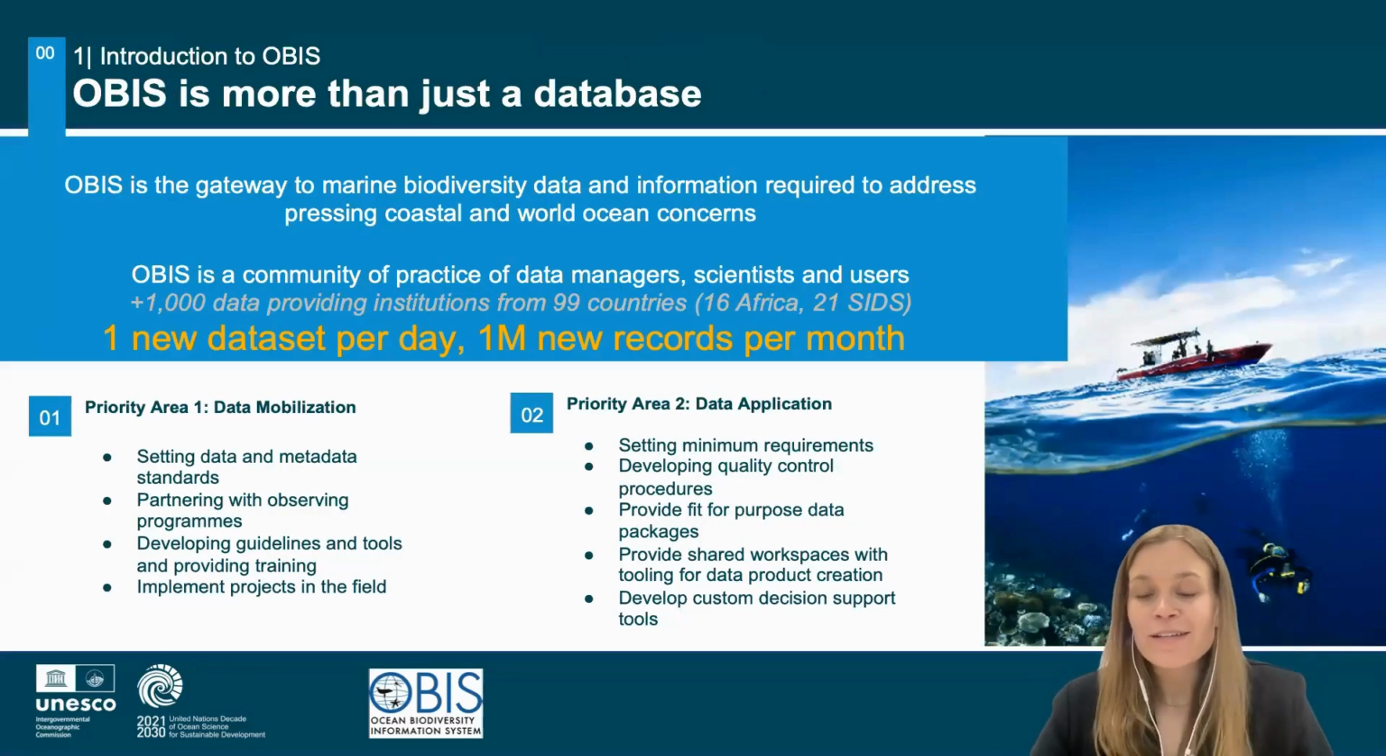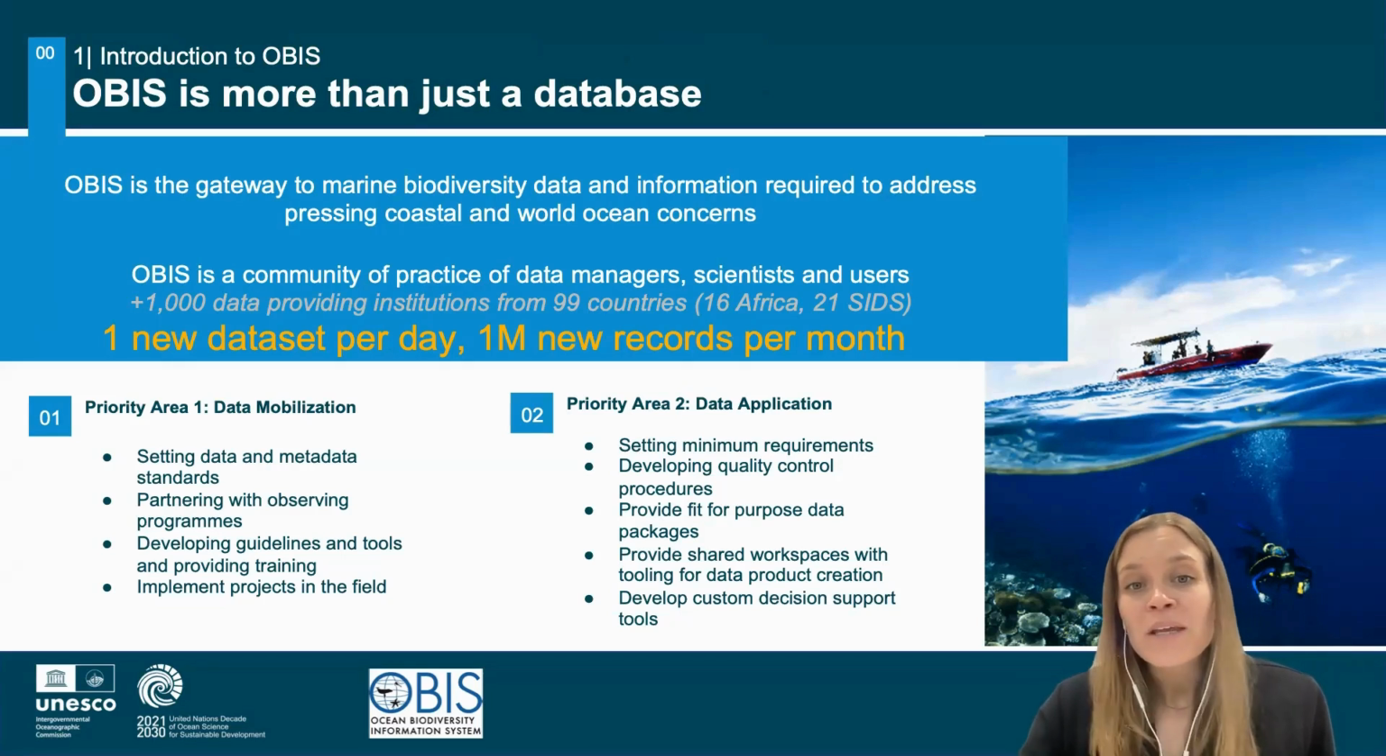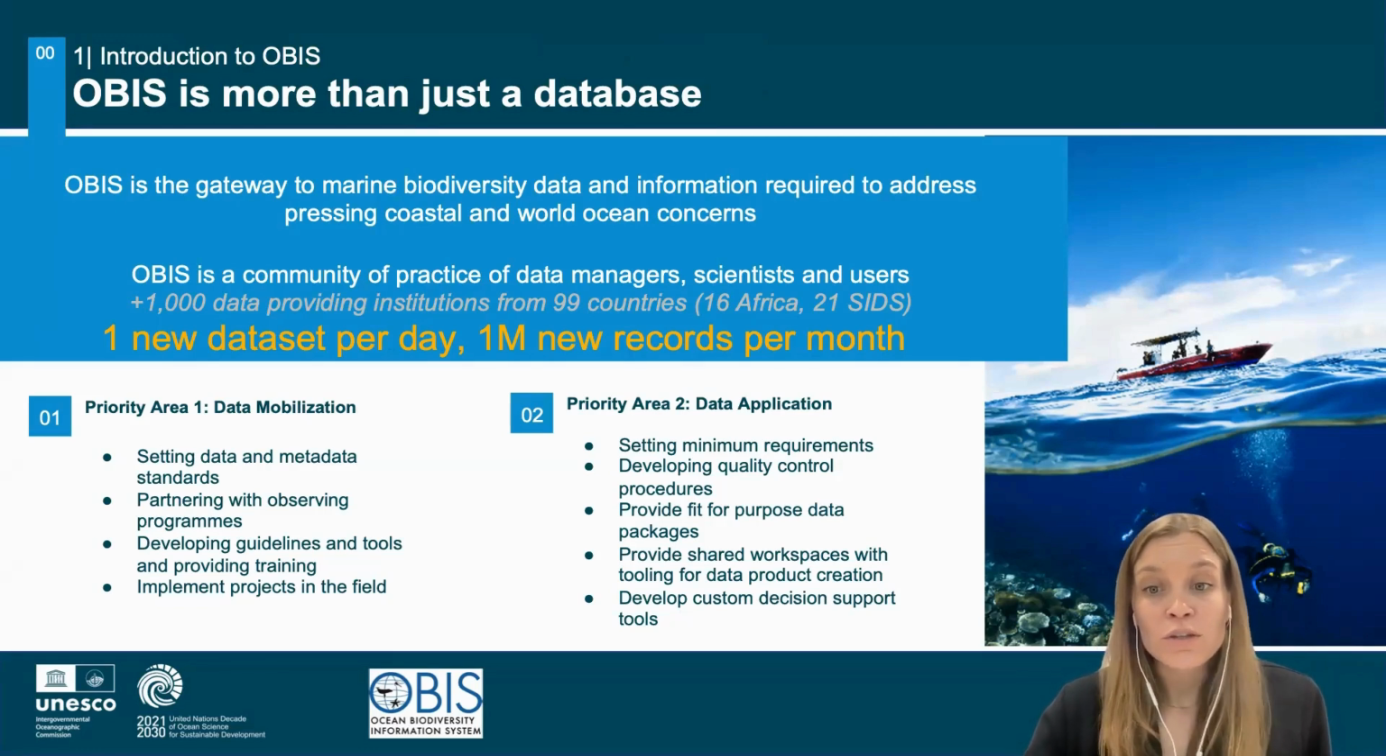So what OBIS is more than a database. We are a community of practice of data managers, scientists, and users. We get data from over 1,000 different data providing institutions. We are a gateway to marine biodiversity data and information. Our priority areas are, of course, in data mobilization, so bringing all that data together in one place so that it is searchable and findable and accessible and comparable, but also in data application, so in the use of this data that is in our database to provide help for decision-making and fit-for-purpose data products and packages.